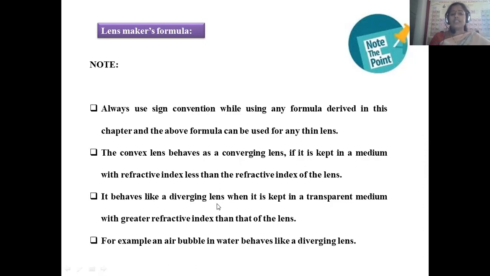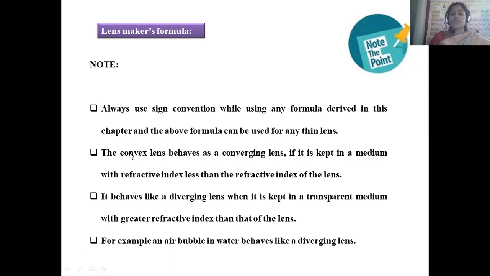It behaves like a diverging lens also. That means a dual property is there for this one. It behaves like a diverging lens when kept in a transparent medium. So if two distinct mediums are there, one is air and the other is water, in that case the convex lens works like a converging lens.